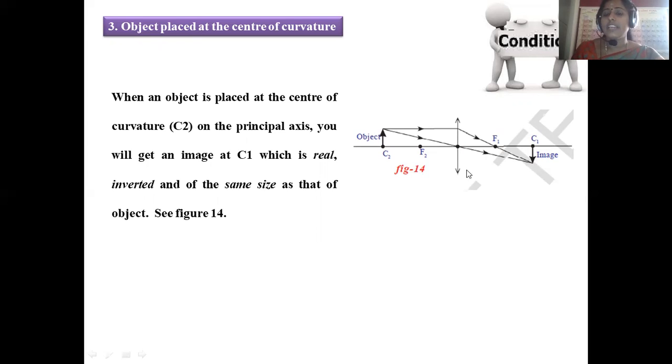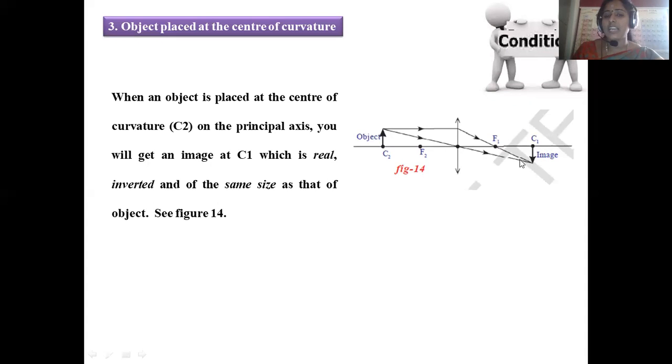So in the case of concave or convex, biconcave and biconvex lenses, you can obtain two centers of curvature. At the point of center of curvature on one side, you keep the object. At the same distance, you are going to get the image on the other side of the center of curvature.